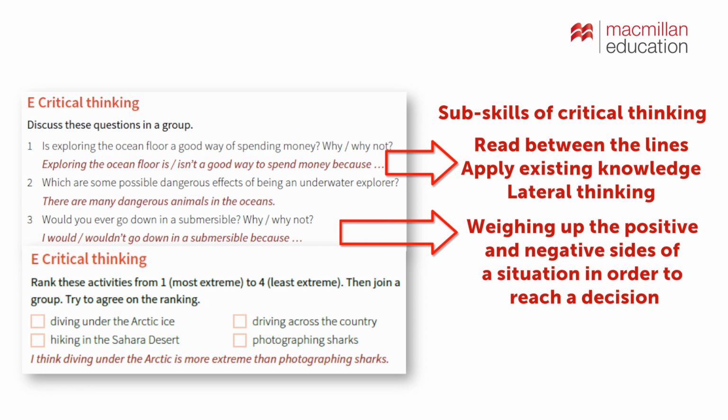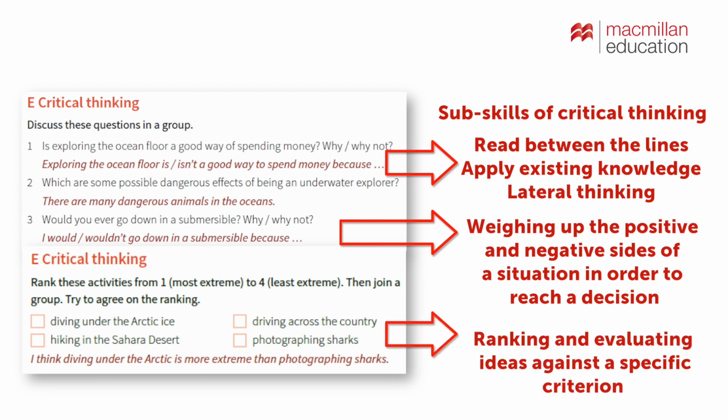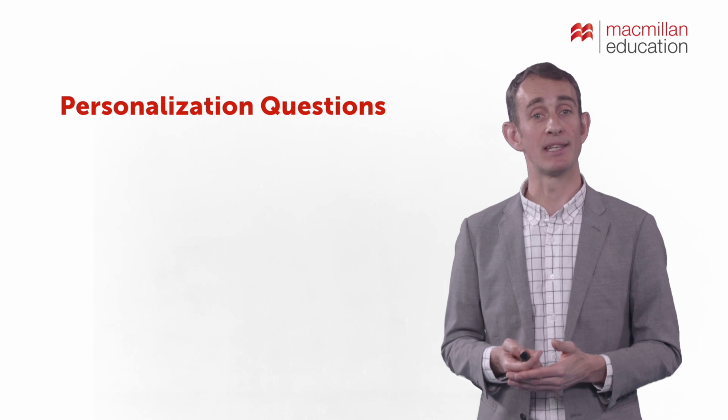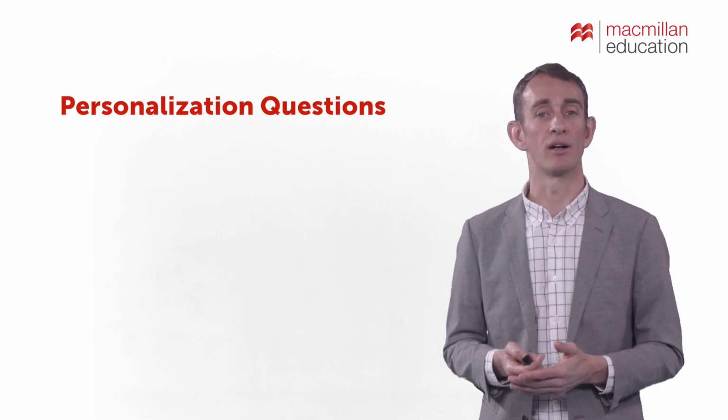Likewise, in this next critical thinking activity, students are required to rank these activities. So they're evaluating ideas against a specific criterion, okay? So all different sub-skills of critical thinking that we can be developing with our students.